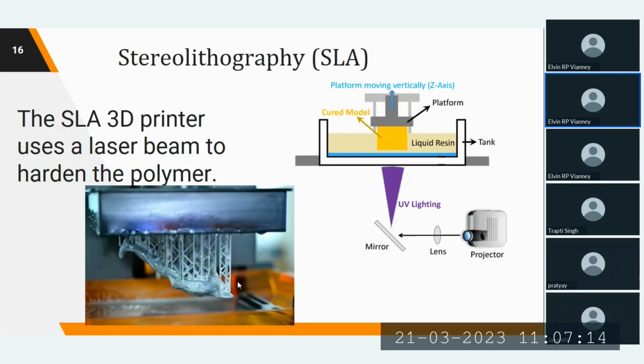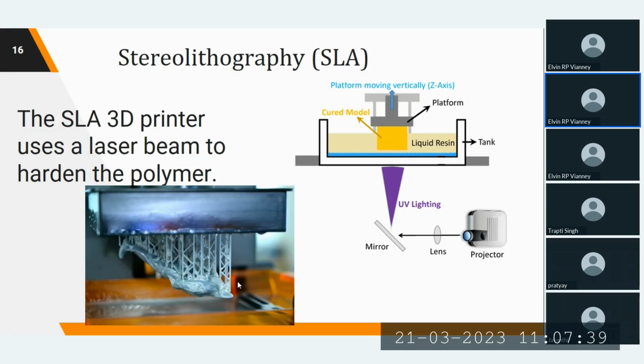So what we will get is the first layer will get solidified, and then the bed will move upward, and the next layer will be created based on the light intensity, and the next layer and subsequent layers will be created based on the light intensity. This is one of the oldest methods.